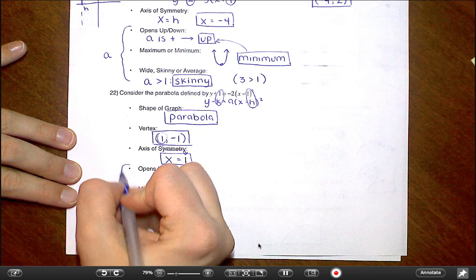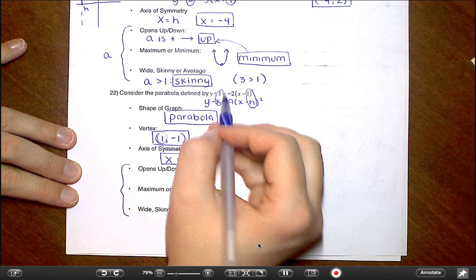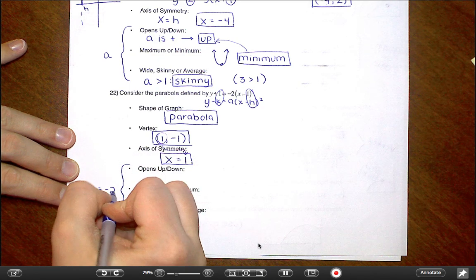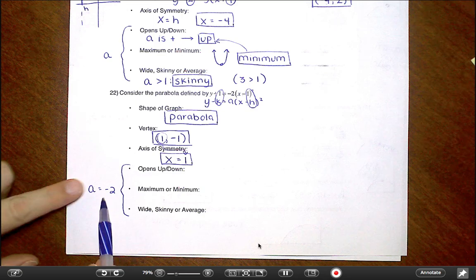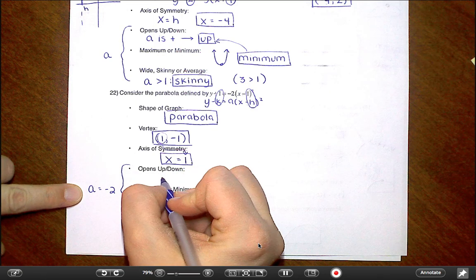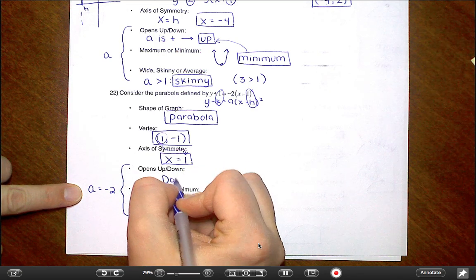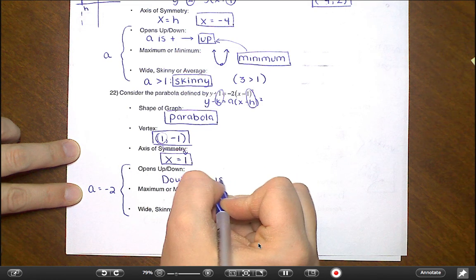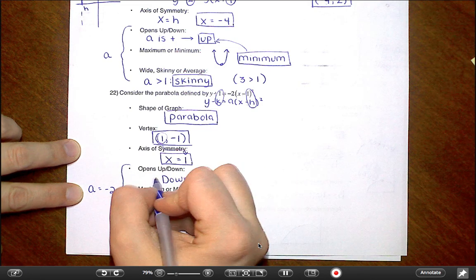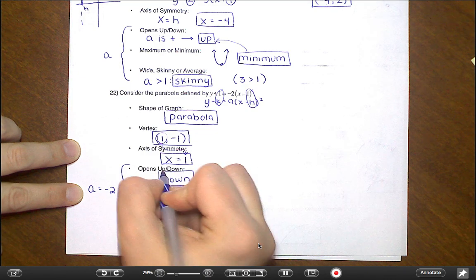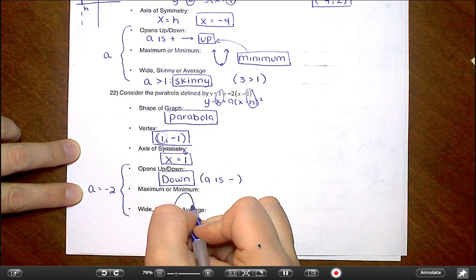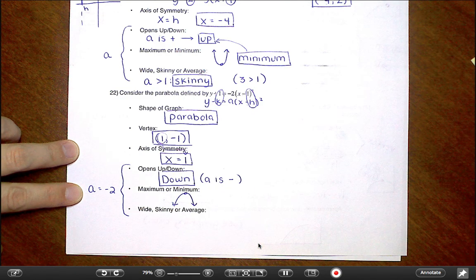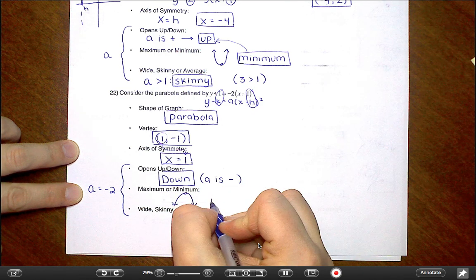Now here, again, these three all kind of go together. And here your a value is equal to negative 2. Let's just keep that in mind. So because it's negative, that's going to open down. So again, I'm just going to make a note. A is negative. That's how we knew that. If it opens down, it looks like this. And these ones have a very top point. So that's called a maximum.